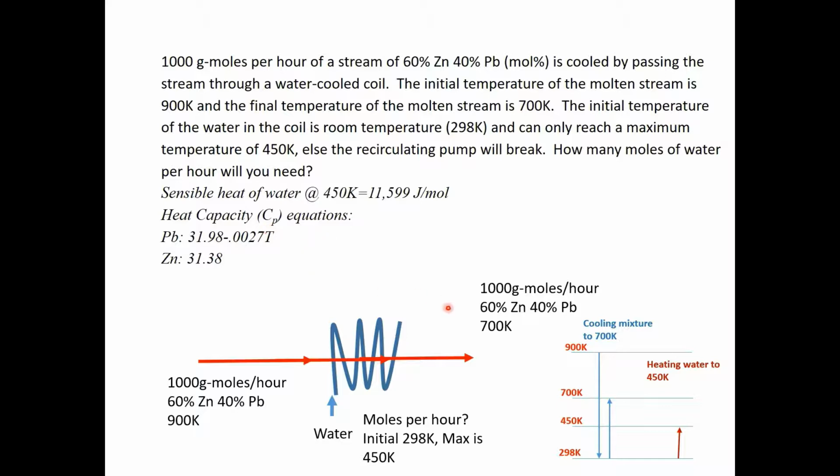The other thing we're doing is we're raising water from room temperature to 450 K. We don't have to do anything but pay attention to the sign, and 11,599 joules per mole is the sensible heat of water at 450 K. So we're just going to raise it up. So let's take a look at how we work this out.